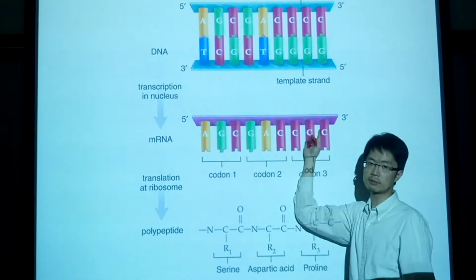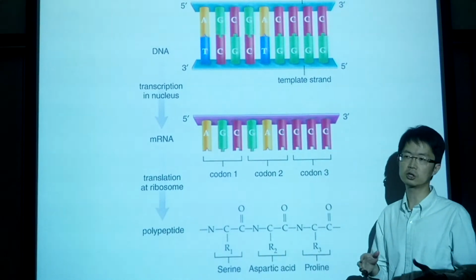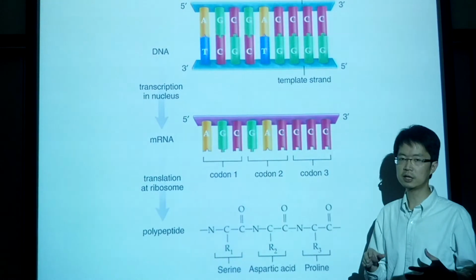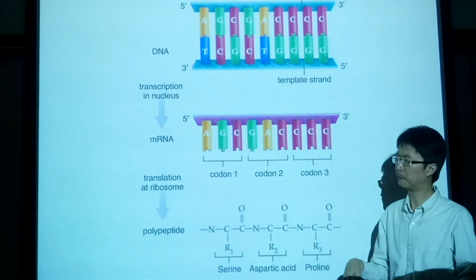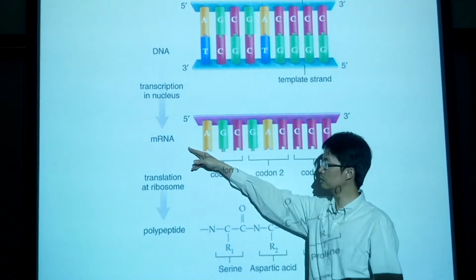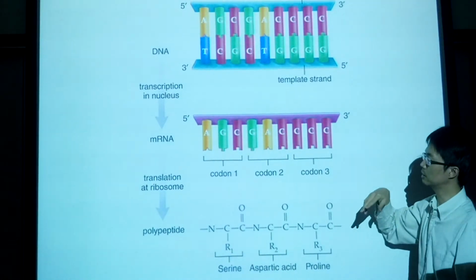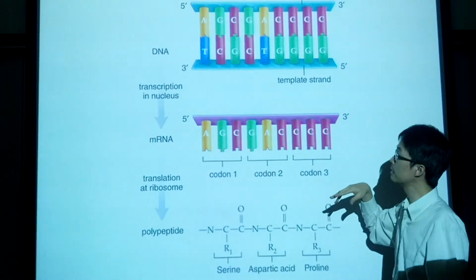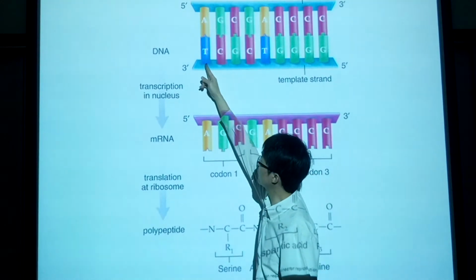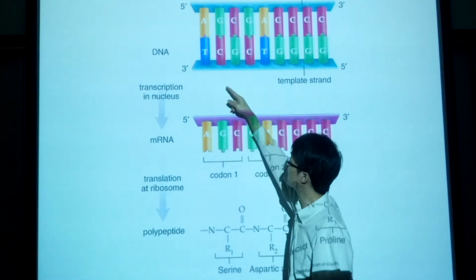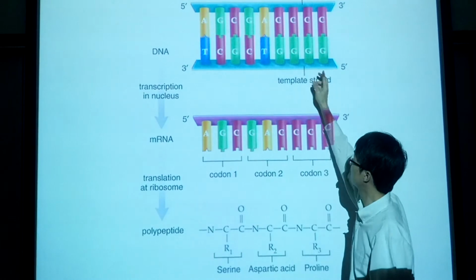The direction of making messenger RNA is the same as the DNA replication. Remember, in DNA replication, the newly made strand, or daughter strand, is made from 5' end to 3' end. In here, the messenger RNA is also made from 5' end to 3' end. So it is the same direction from 5' to 3', and it is complementary to the template strand. So because the DNA is T, then you get the A here, C, G, G, C here, C, G, T, A, so on and so forth.